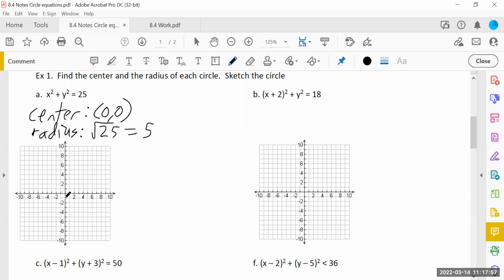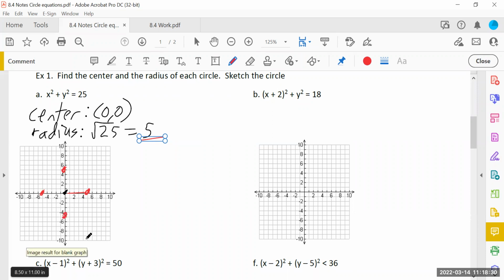Here's the fastest way to graph a circle. Find your center point, and then take your radius. Go right the radius distance. So in this case, let's use a different color here. I'm going to go right 5: 1, 2, 3, 4, 5, and put a point right there. I'm going to go left 5: 1, 2, 3, 4, 5. Put a point there. I'm going to go up 5, and I'm going to go down 5. Always from that center point.